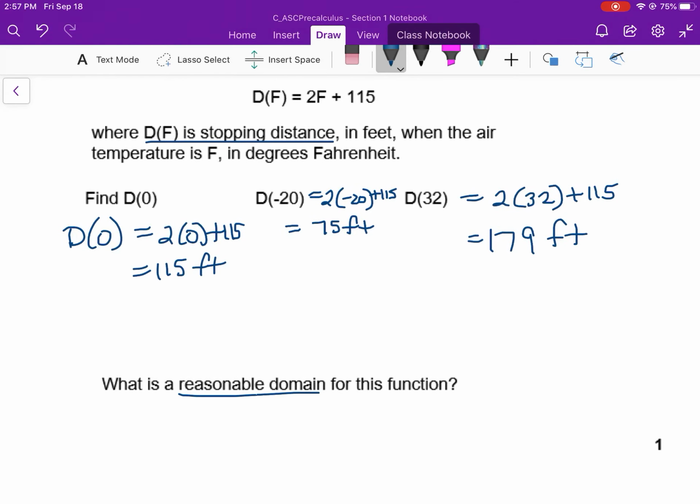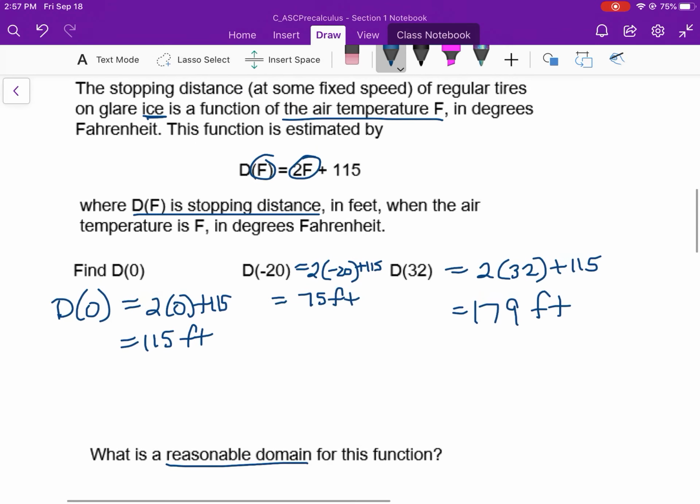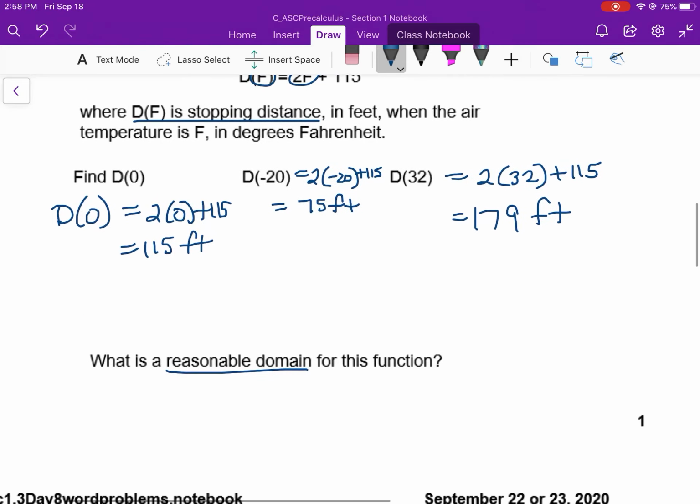So what's a reasonable domain for this? What kinds of temperatures can the Fahrenheit be? We're looking for the Fahrenheit, and we're talking about ice. So how cold might it get? Well, glare ice, something really pretty cold, right? So maybe the domain could be negative what? What do you want to do? 30? I would take that. That seems reasonable. And what's the warmest it can be for ice?